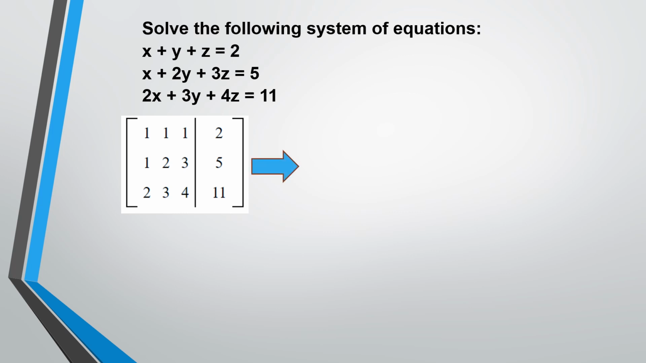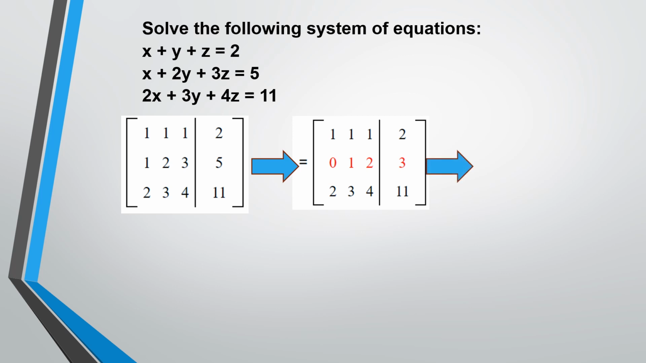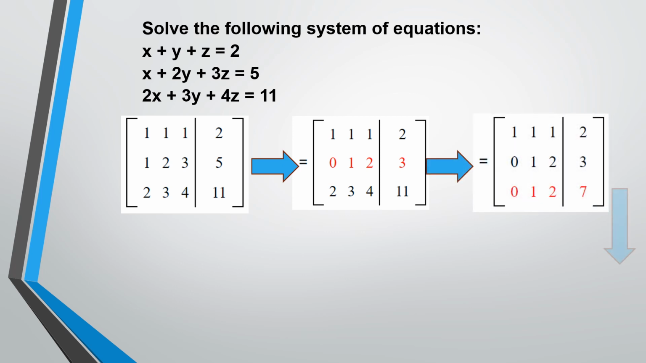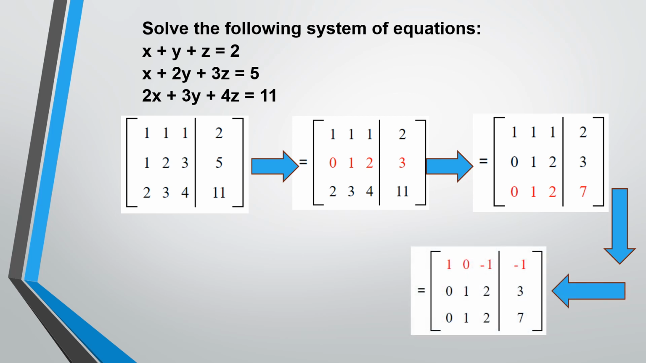Subtract R1 from R2 to get the new elements of R2. From this we get, let us make another operation as R3 minus 2R1. Subtract R2 from R1 to get the new elements of R1. Now subtract R2 from R3 to get the new elements of R3.